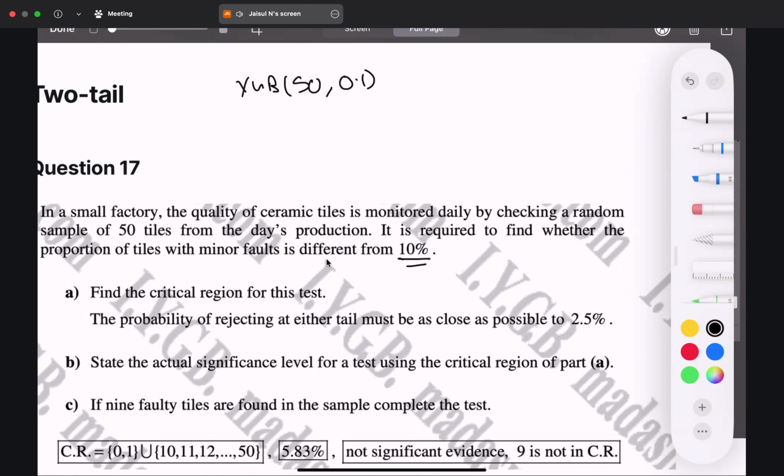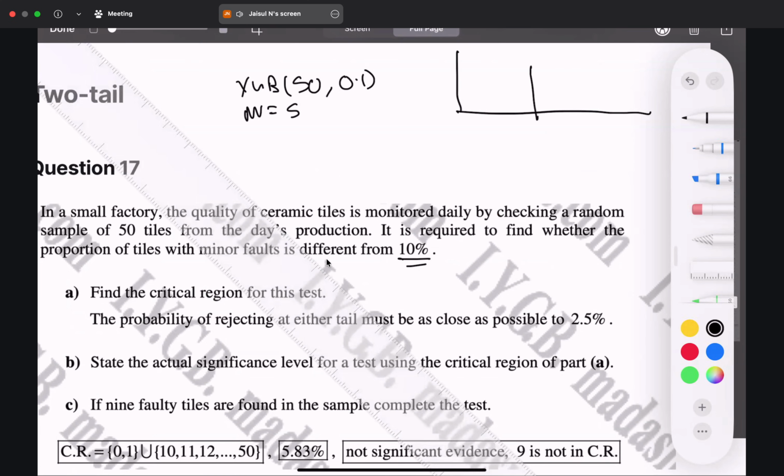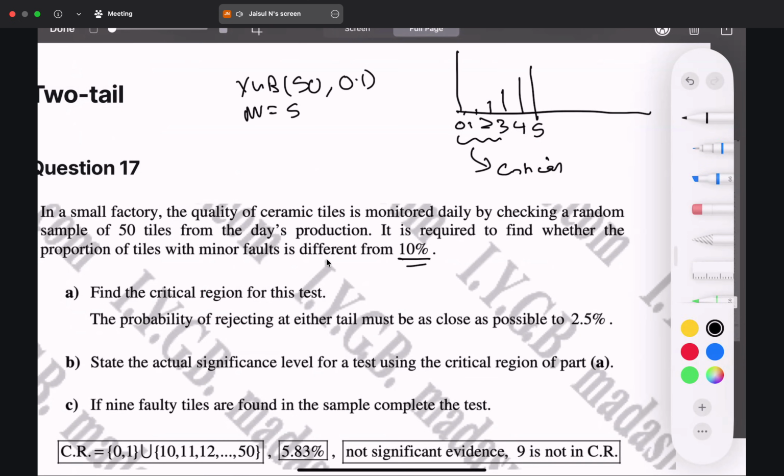We know that the mean is 5, 50 times 0.1. So out of 50 tiles, we're expecting 5. The probability of it being 4 would be lower, but remember, we're expecting 10% of them to be faulty. 4 wouldn't shock me if there were 4 tiles with faults. 3 tiles maybe wouldn't shock me. 2 tiles would probably shock me. And then 1 tile and 0 tiles would definitely shock me. So these are the ones I'm thinking are going to be critical, but we're going to check that.